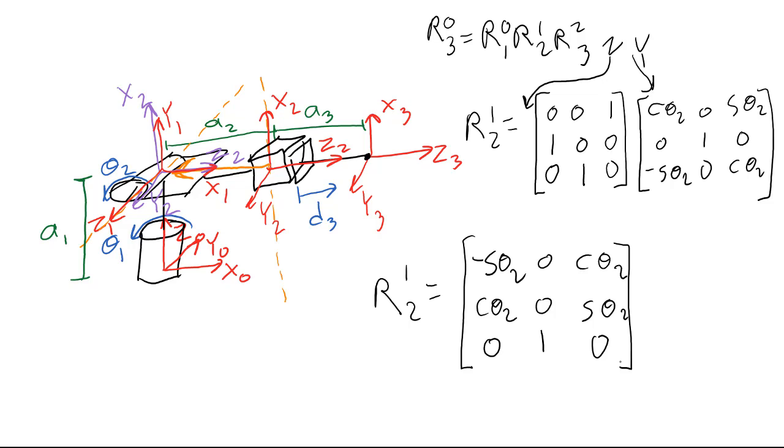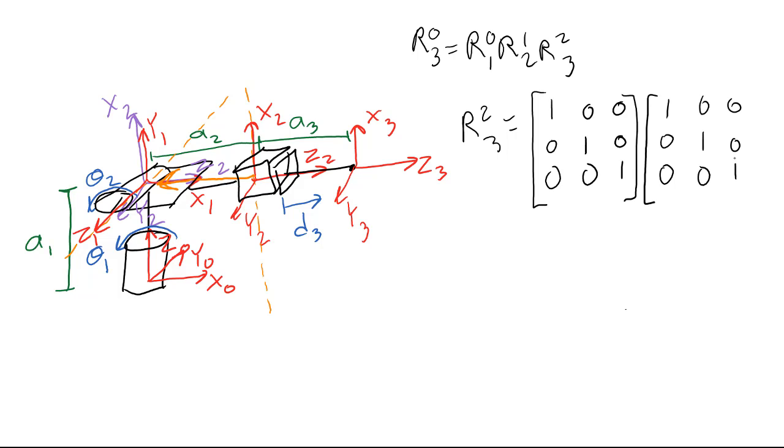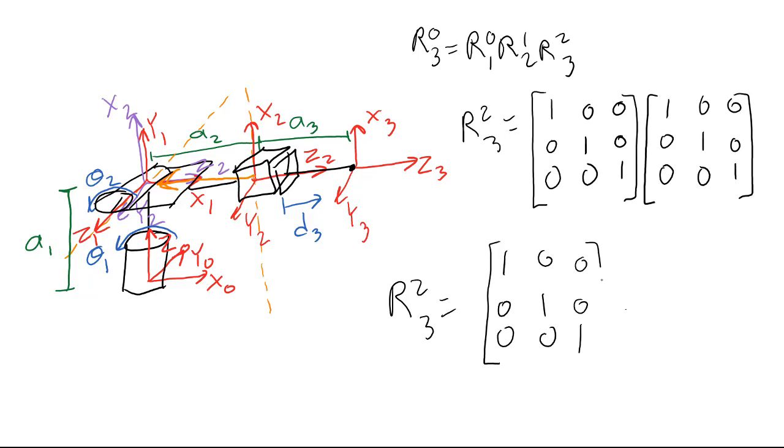Let's do R23. Frame 3 is in exactly the same orientation as frame 2. That means that the first part of the rotation matrix will be the identity matrix. Also, the third joint is a prismatic joint, and prismatic joints do not give us any rotation due to the joint variable. That means that the second part of this rotation matrix is also the identity matrix. When I multiply the identity matrix by the identity matrix, what I get out is again the identity matrix. So this is my complete R23, and I'm done with this example.